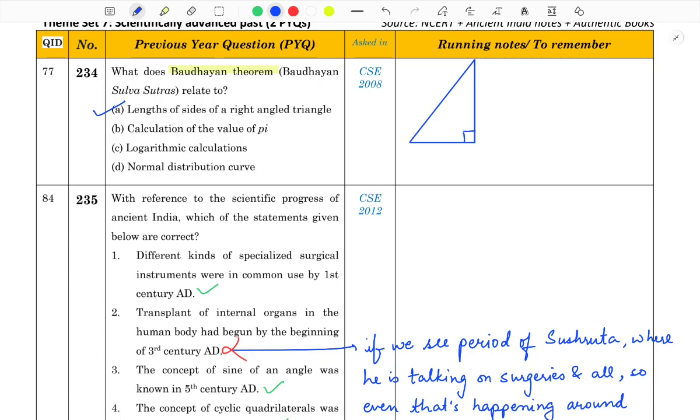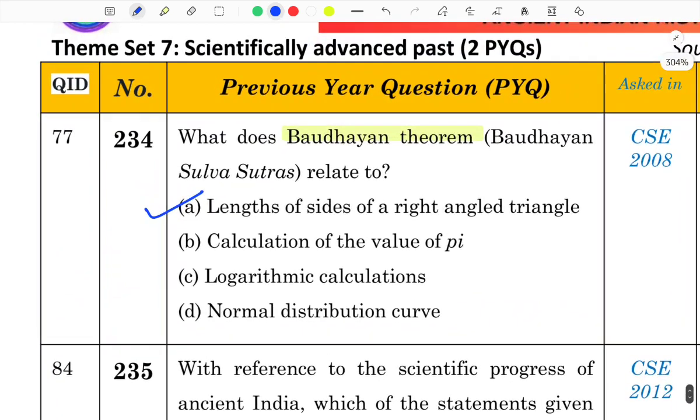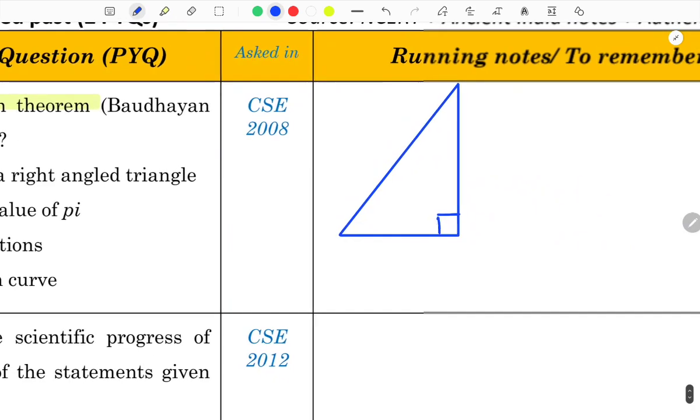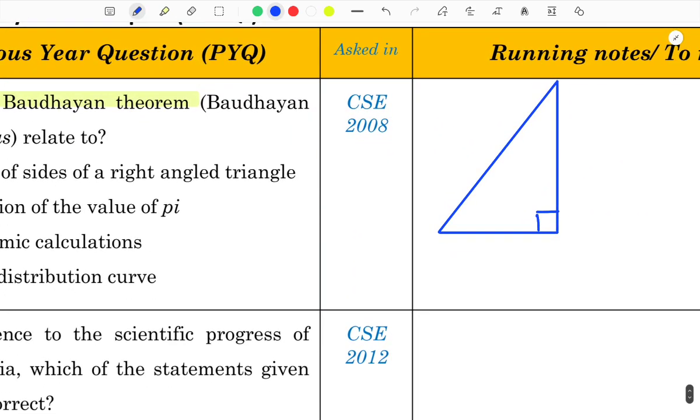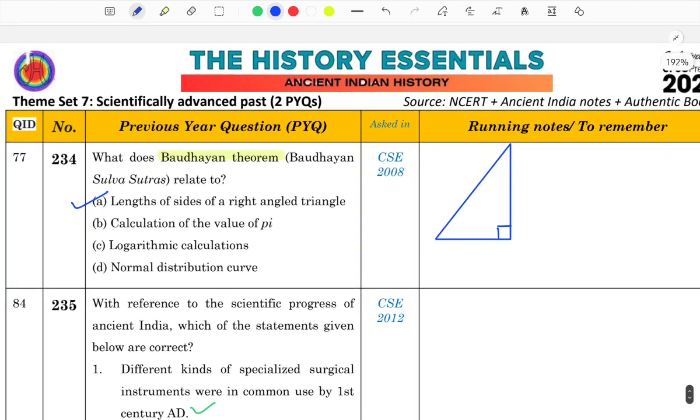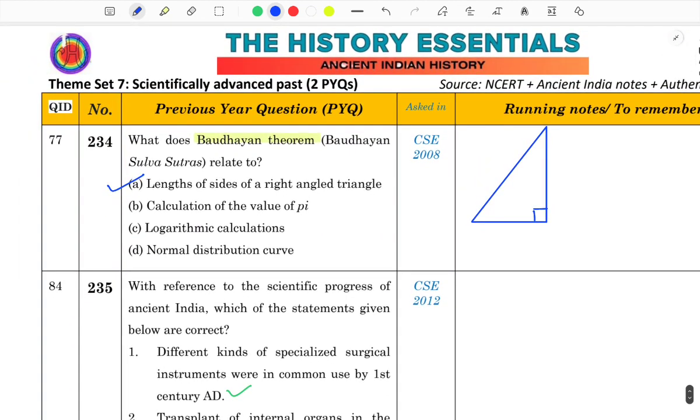So now see these last 2 questions. Question number 234 and 235, and we are done with our ancient Indian history. What does the Bodhayana theorem, Bodhayana Sulva Sutra relate to? Lengths of sides of a right angle triangle. Okay, like this. I tried to do some geometry. This is not my forte, although. So it is also related to your modern Pythagoras theorem, this is your Bodhayana theorem. It was a bit easy, appeared in 2008 prelims.